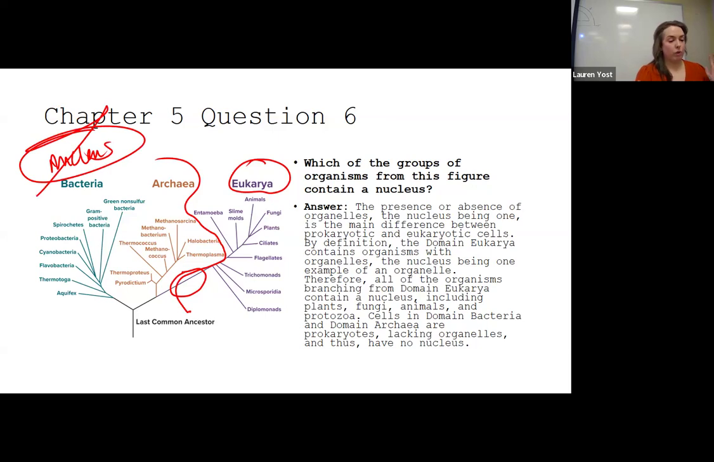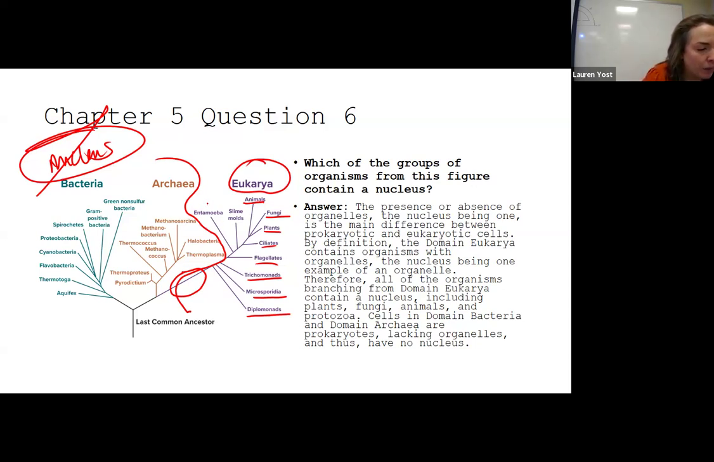So everything on the right does, and then we can go through there and familiarize ourselves. Of course we know that animals do, and fungi, we've just been talking about them. Plants, of course, they do. They're multicellular. If you're multicellular, you have to have a nucleus. And then these other things like ciliates and flagellates and trichomonads and microsporidia and diplomonids, things that I don't know a whole lot about, but have a whole lot to do with early life. When you look at ocean life, these guys are pretty important for that.